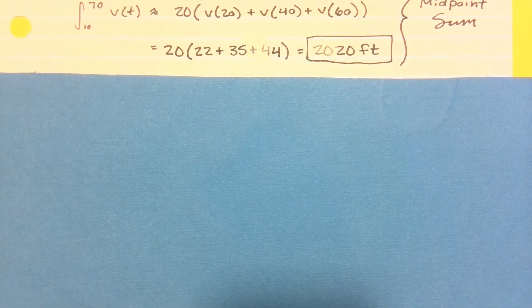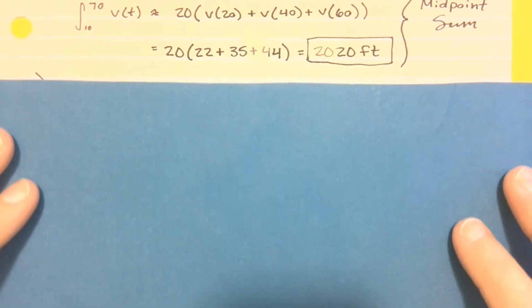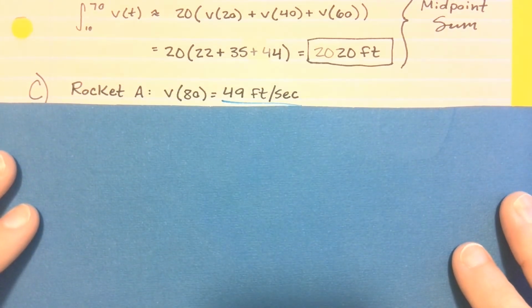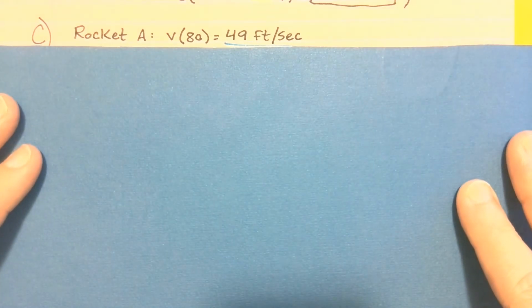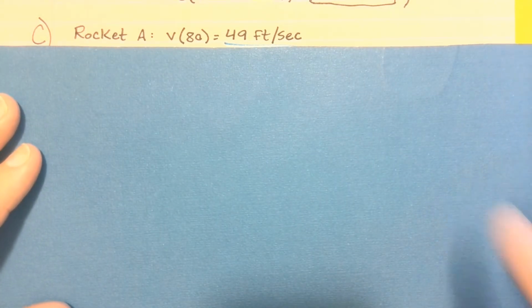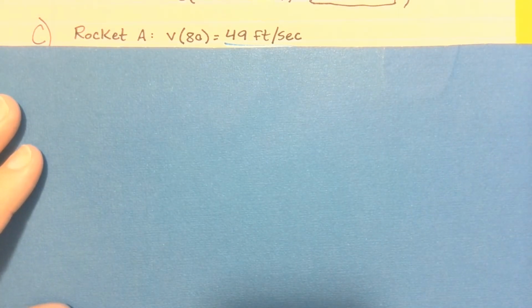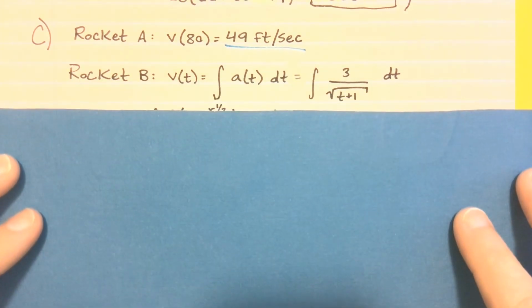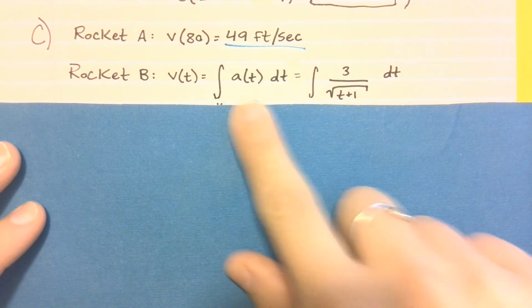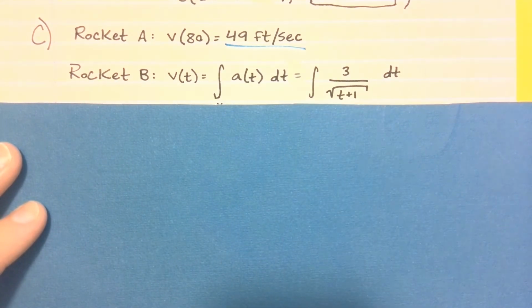The question we're trying to answer is which of the two rockets is traveling faster at time t equals 80 seconds. So for rocket A, we're just looking at the table to see that rocket A is traveling 49 feet per second based on our table of velocity. The part that's going to take a little bit of doing is trying to figure out what that velocity is for rocket B. Since we are given the acceleration for rocket B, that means if I take the integral of the acceleration, I will end up with the velocity.